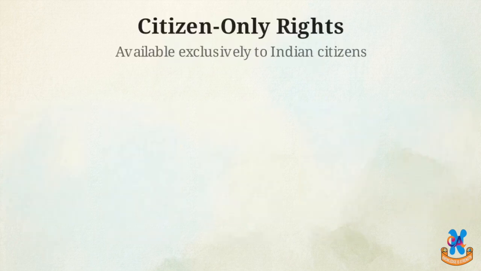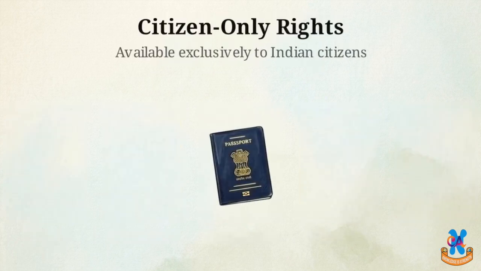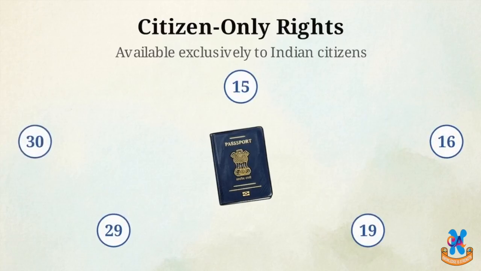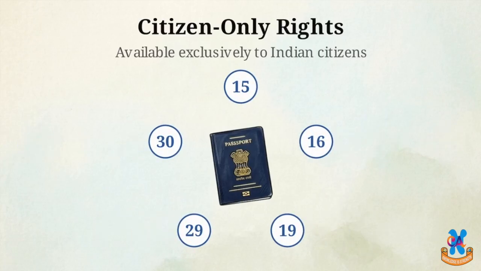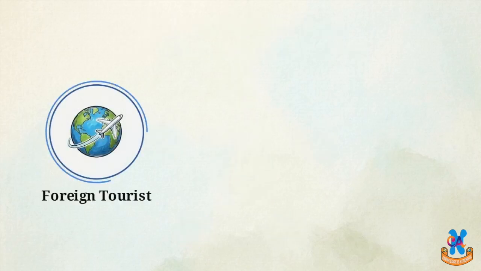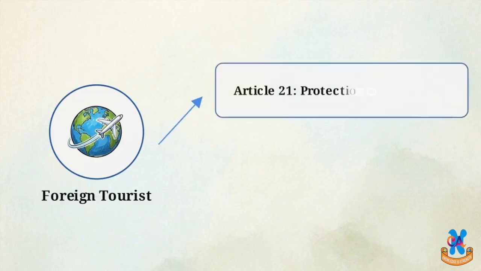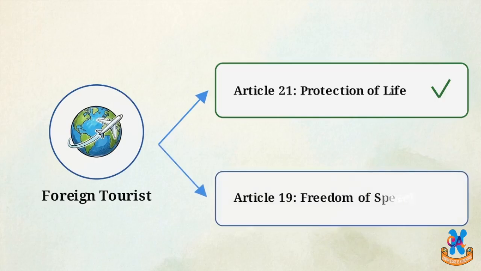Let's test your recall. Not all rights are available to everyone. Articles 15, 16, 19, 29, and 30 are reserved exclusively for Indian citizens. This means if a foreign tourist visits India, they are protected against arbitrary arrest under Article 21's right to life, but they cannot claim the freedom of speech guaranteed under Article 19.